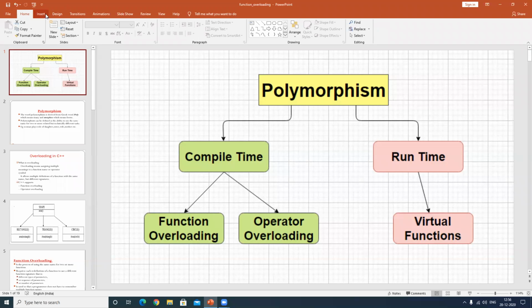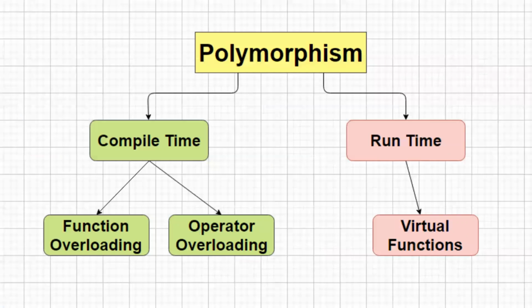Hello children. So our next topic is polymorphism. We have studied about data hiding, we have studied about encapsulation. Now let us study about what we mean by the word polymorphism.